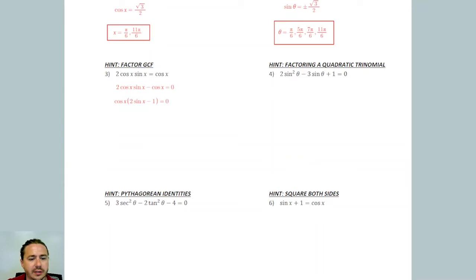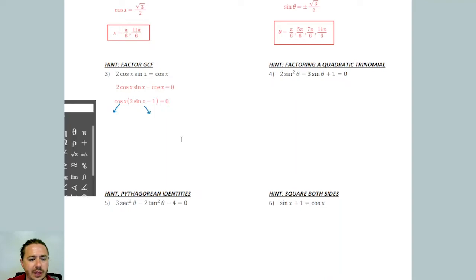Now we can use the zero product property here and set each factor equal to 0 separately, and then we will solve them. So we can have cosine of x equals 0, or sine of x equals 1/2. So now we're looking on the unit circle for anywhere where cosine is 0, which let's start with that. Let's find out where cosine is 0.